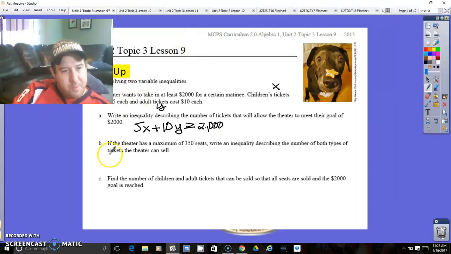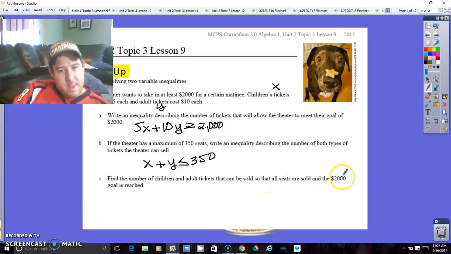And down here it says, if a theater has a maximum of 350 seats, write an inequality that describes the number of seats. Child tickets plus adult tickets has to be less than or equal to the amount of seats that they have. Find the number of children and adult tickets that can be sold so that all the seats are sold and that 2,000 goal is reached.